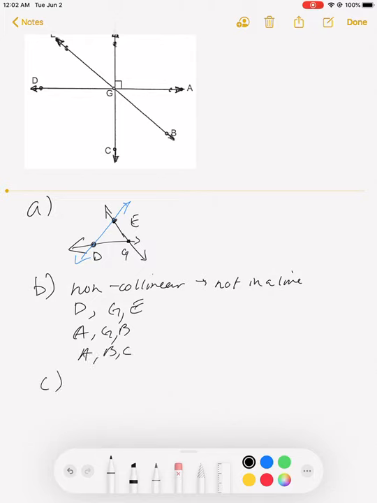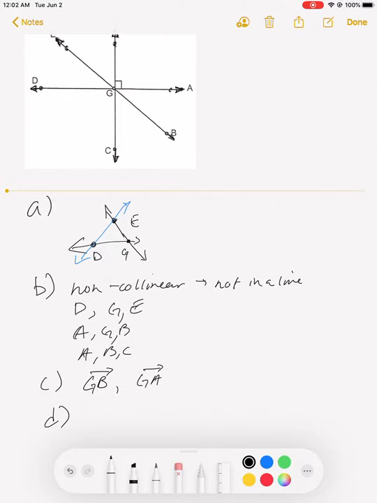Part C says name 2 rays. Now, a ray is a geometric figure that has a starting point but no ending point. Okay, so we can start at G if we wanted. Center is a good place to start. So we could have ray GB. We can have ray GA. Okay, all of those start at one point and do not have an end.